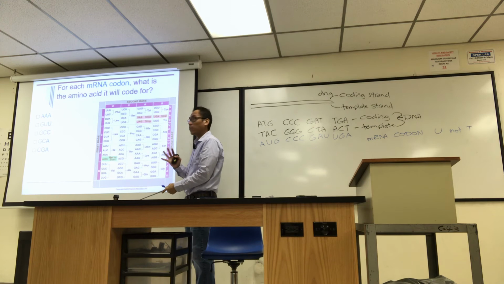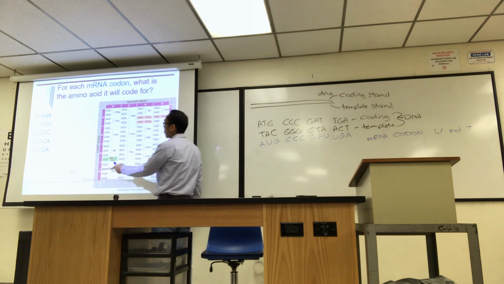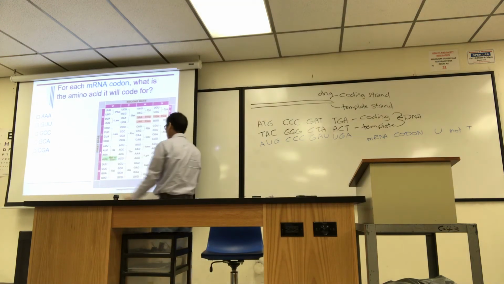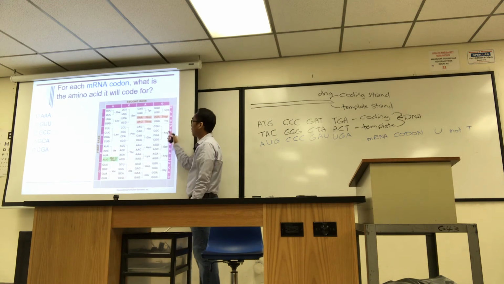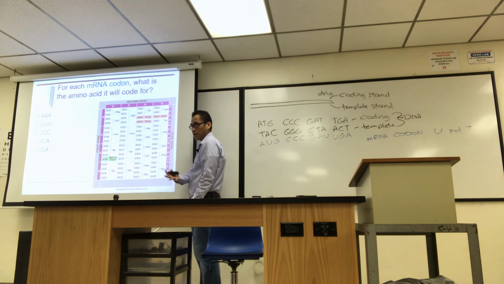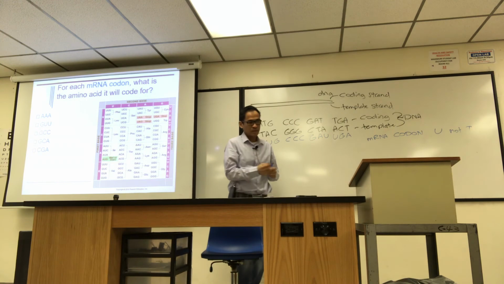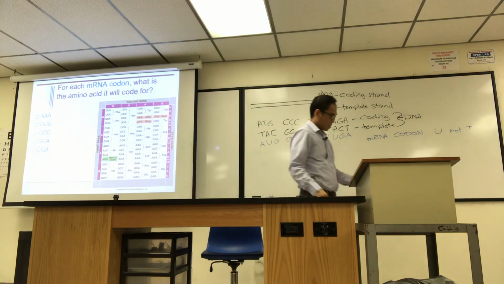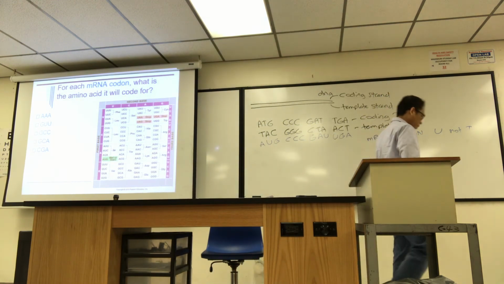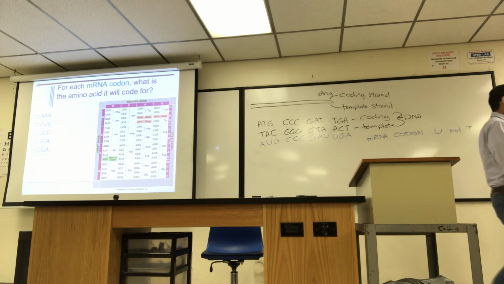But I want to make sure that you just know how to use this table. So I want to give you a couple of minutes. Here are your mRNA codons. Can you figure out which amino acid each of those codes for? I'll give you a second. Go ahead and do it now. And I'll check back in just a minute. And don't worry, you won't have to memorize this table. If I expect you to use it, I'll just give you the table on the test.